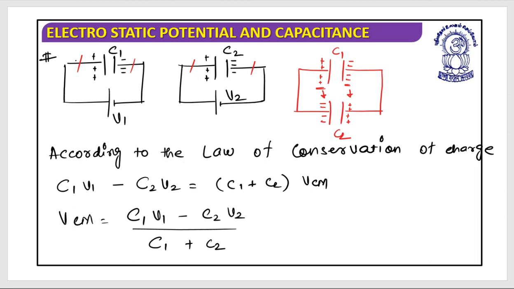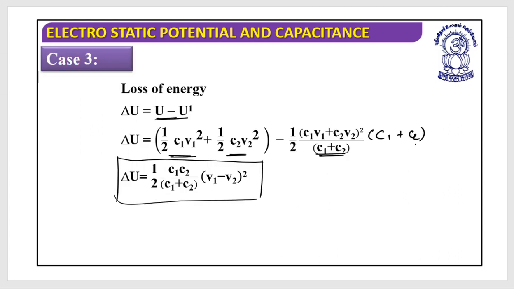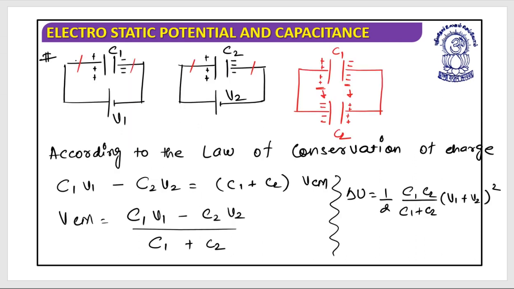Now one more thing, I have calculated the loss of energy. Now the loss of energy can be calculated as half into C1 C2 divided by (C1 plus C2). Here it would be (V1 plus V2) whole square. If you go through the relation in the previous case, it is half C1 C2 upon (C1 plus C2) into (V1 minus V2) whole square, and here it is (V1 plus V2) whole square. I hope those things are clear.